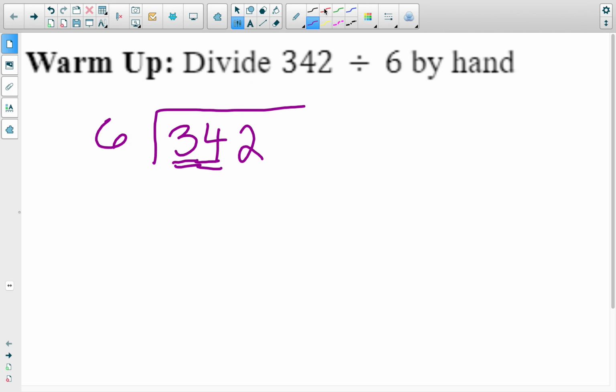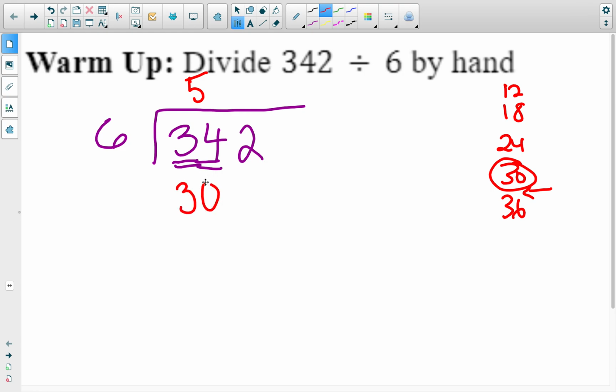Okay, what integer could I multiply 6 by to get 34? Well, think about multiples of 6, right? We have 6, 12, 18, 24, 30, and 36, right? And 34 would be in between 30 and 36. So what do I multiply 6 by to get 30? I multiply it by 5, right? And then 5 times 6 would give me 30. So I'll multiply those two and write that number down here, right underneath.